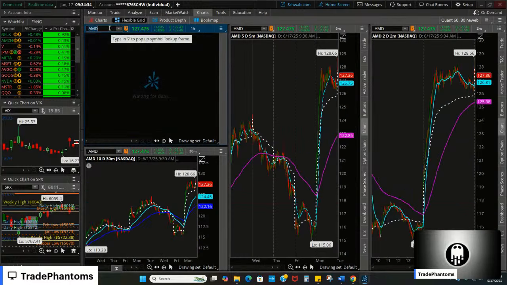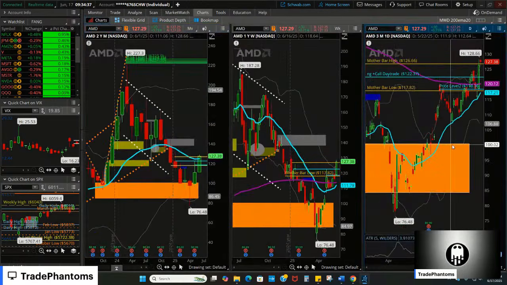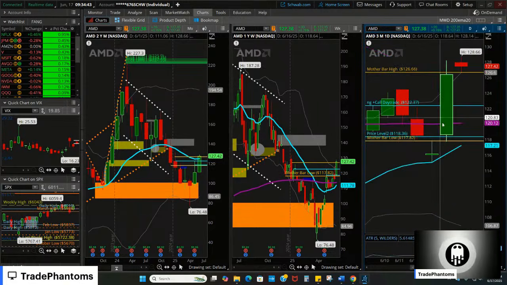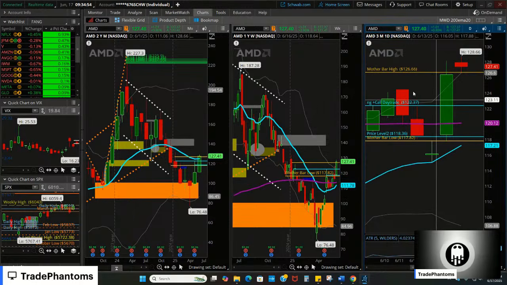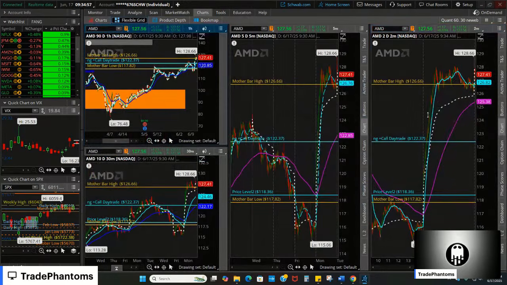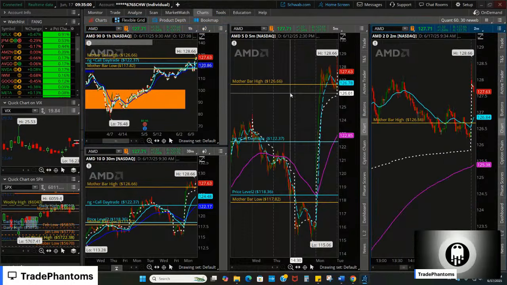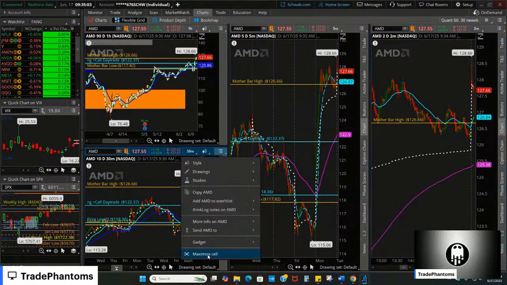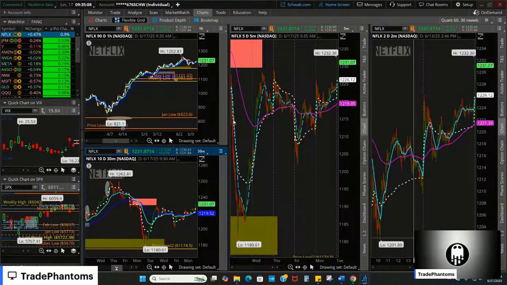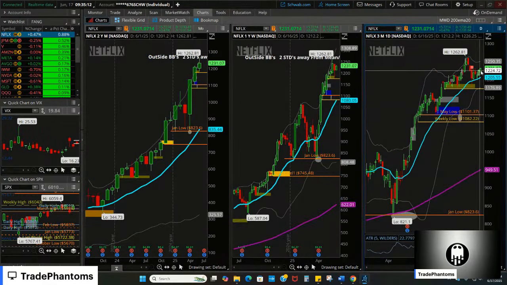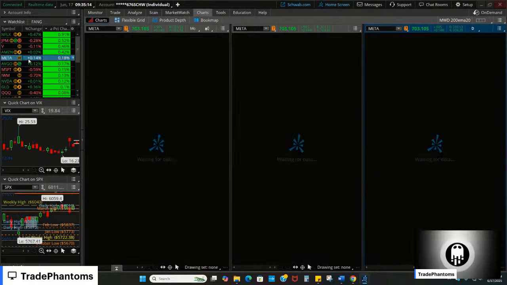AMD. AMD's trying to pump. Nice little close yesterday. Now we do have a wide range bar off the flat 200 over here on the daily, monthly, weekly, daily. Interesting here. And we're outside of the Bollinger Band here, but basing, we might be able to get some legs here. It might want to pull back below it before it goes higher. Netflix definitely looking good. Meta.